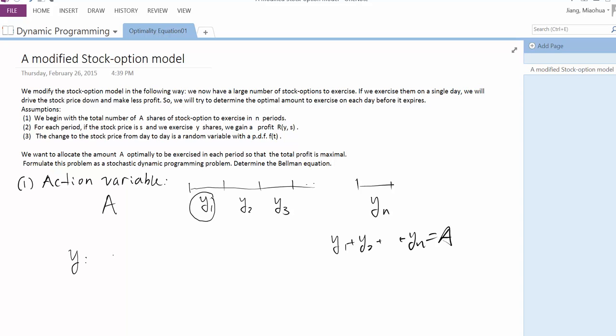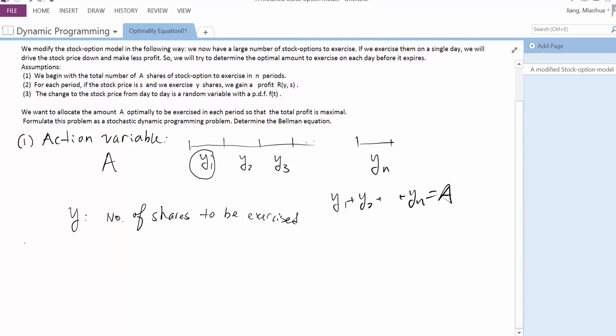And that's going to be the number of shares to be exercised. That's the one we want to look at. Now, how are we going to do this? We know that we need to look at the situation. We look at the factors on which we make a decision, a decision on the size of the stock option we want to exercise.